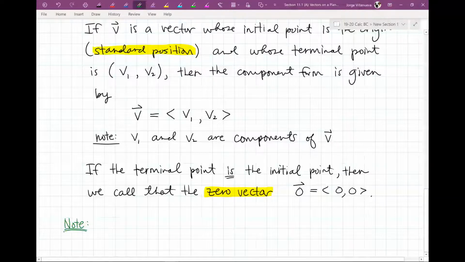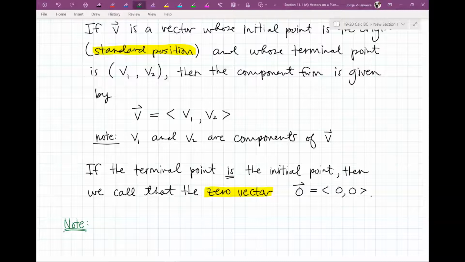Okay, so we have vectors that are written in component form, right? v sub 1 comma v sub 2. And the v1 and v2 are considered components. If the terminal point is the same as the initial, we call it the zero vector. The reason being that the line segment has no magnitude, right? It's just a point. So there's no magnitude to it, so we call it the zero vector. And it doesn't even have direction, okay? Because you can't do 0 over 0 in a sense, right?